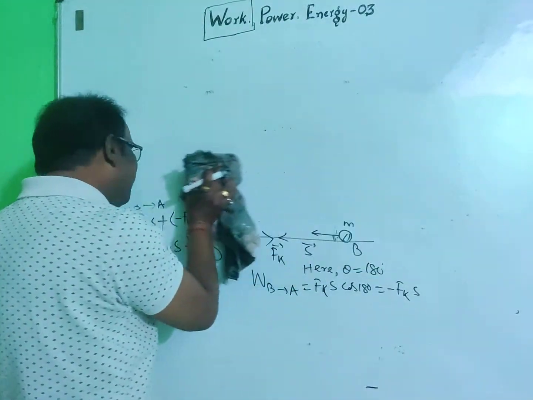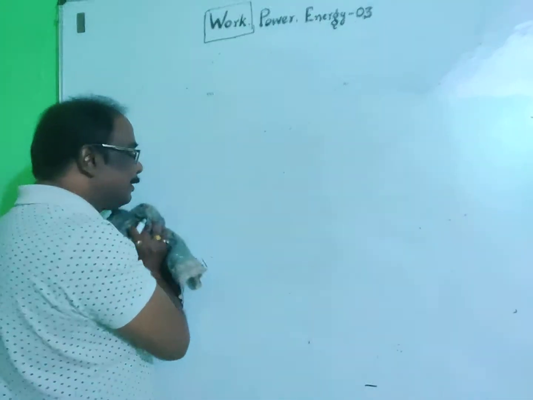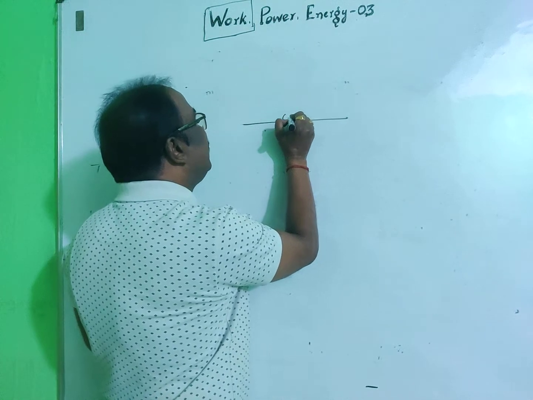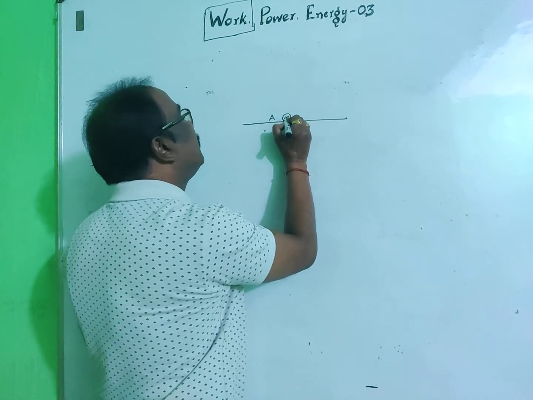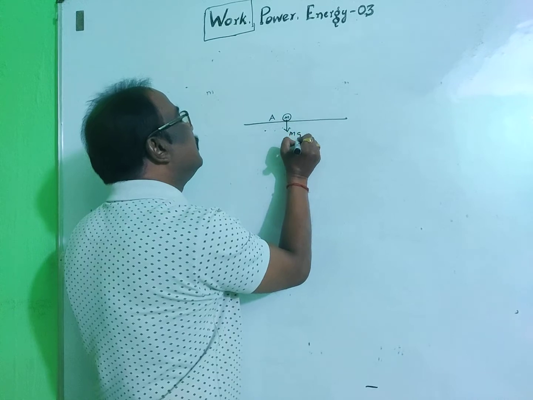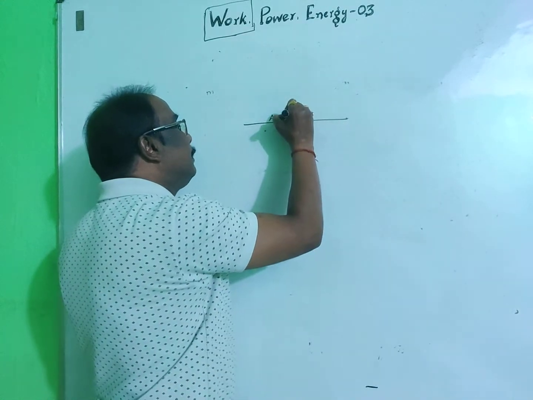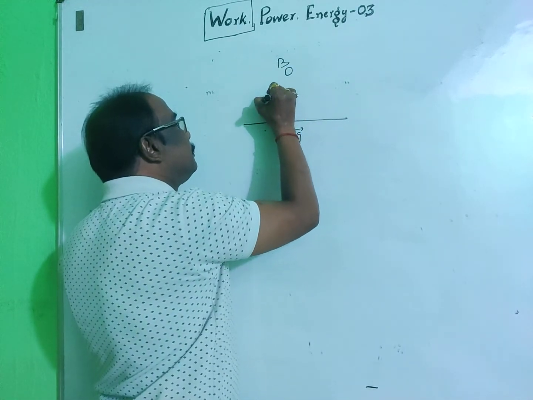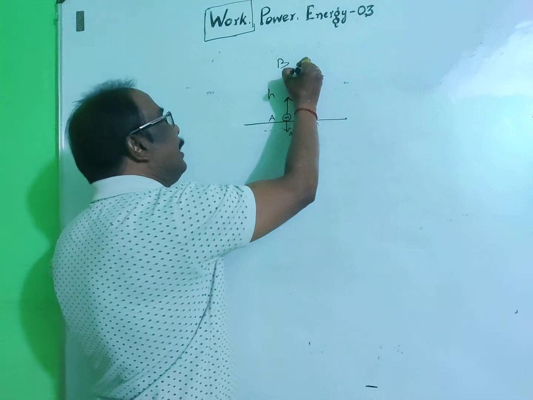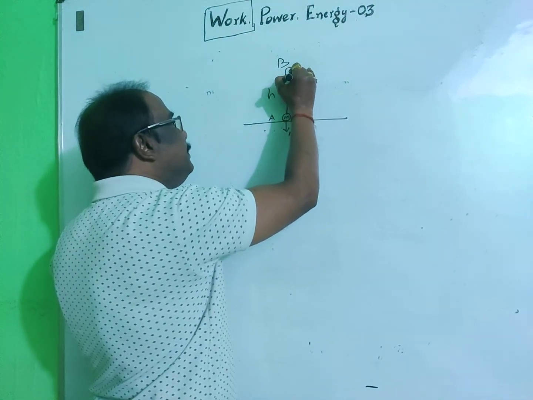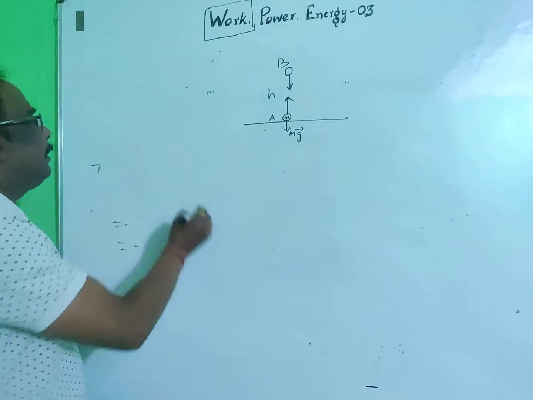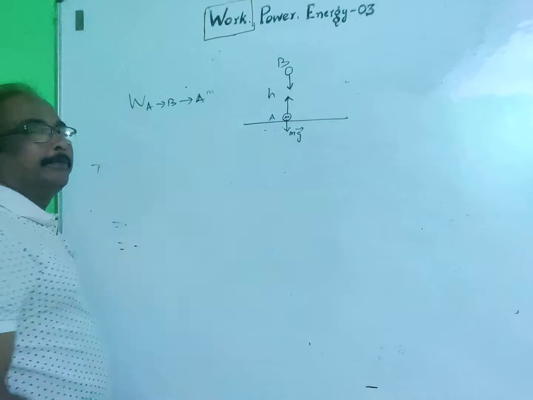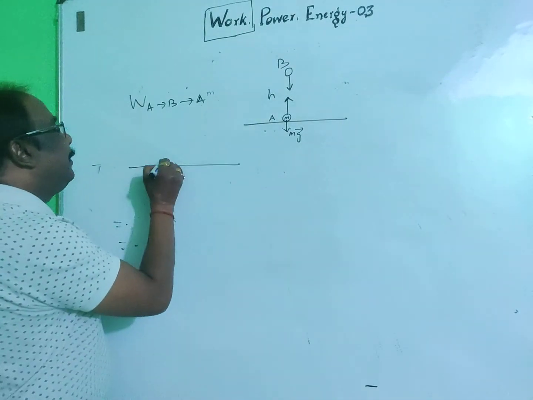If you take a mixed discussion of conservative and non-conservative forces, see the simpler example. This is a body, initially at position A, the mass of the body is M, and the gravitational force is vertically downward. The body is displaced to a position B through h, and again it is brought back from B to A. Then we have to find the work done from A to B, then from B to A.